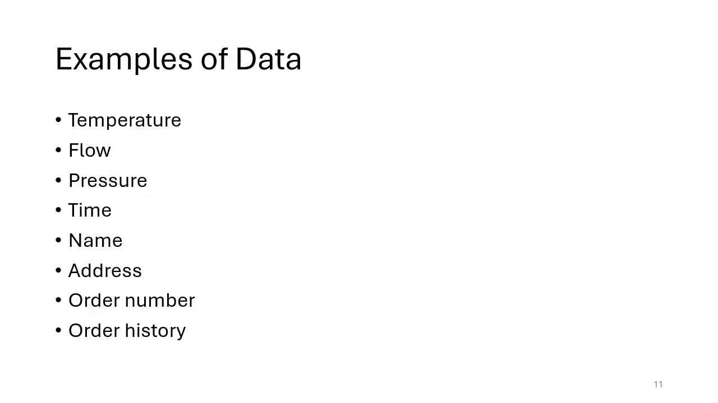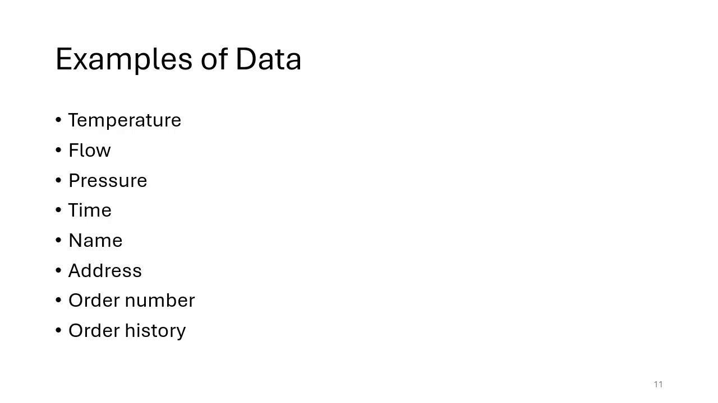So I mentioned name, address. They might be examples of types of data we manipulate. We might also be looking at, in industrial terms, temperature or flows or pressures. We might be looking at a time that something occurs or that something is supposed to occur. We might be looking at dates, that also might be another type of time. In a higher level system, we might be looking at order numbers, or we might be looking at order histories. There's a big range of things we can do.